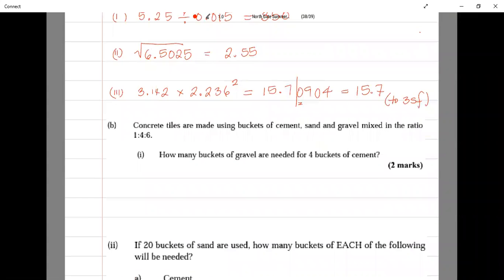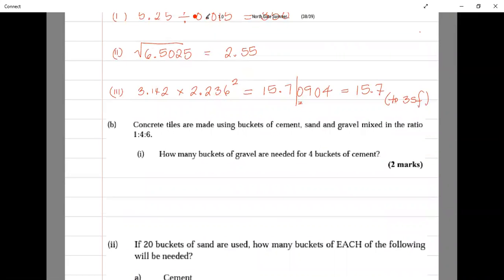1B says, concrete tiles are made using buckets of cement, sand, and gravel mixed in the ratio 1 to 4 to 6. So what are the ingredients? The ingredients are cement, sand, and gravel, and the ratio is 1 to 4 to 6. So it's 6 parts gravel, 4 parts sand, 1 part cement. And we're asked how many buckets of gravel are needed for 4 buckets of cement. So 4 buckets of cement. I don't know the gravel, so I'll call it X.